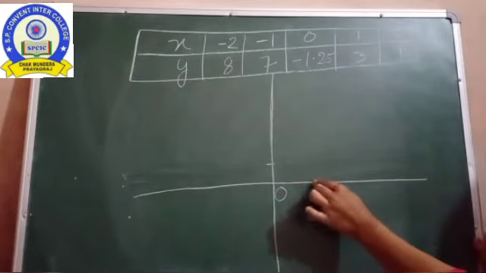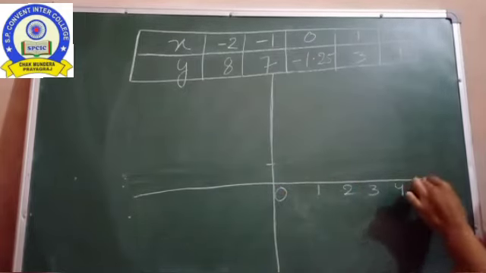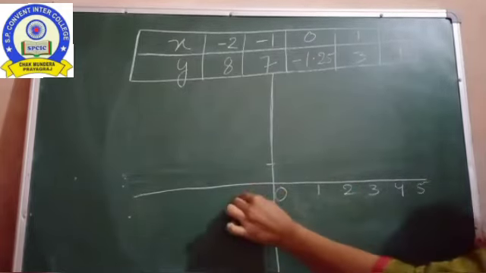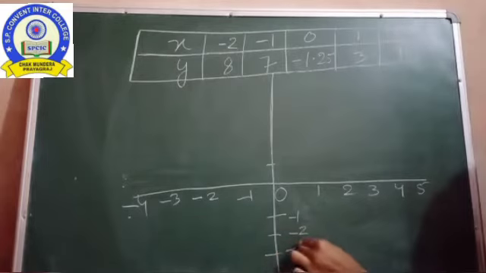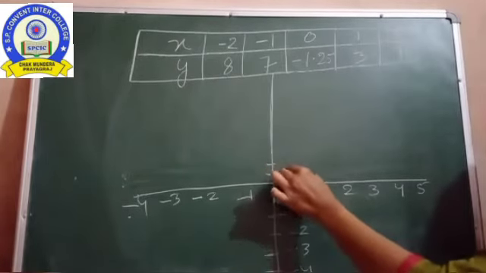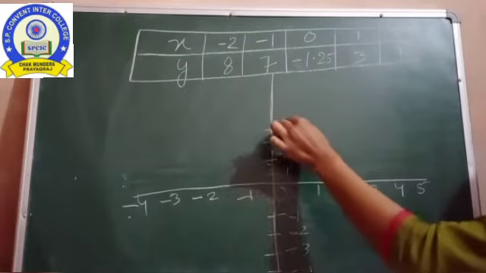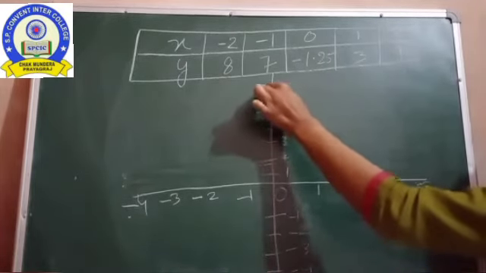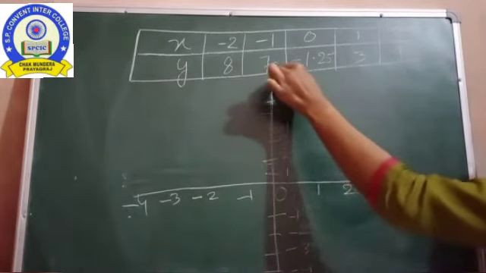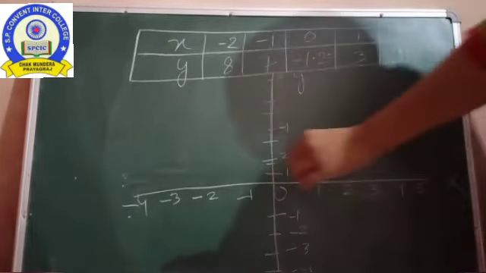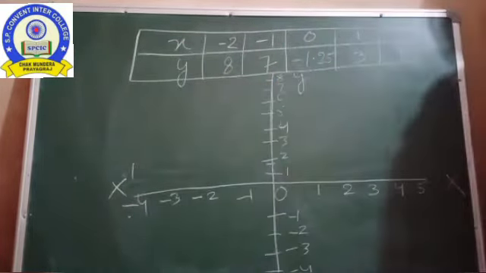0, 1, 2, 3, 4, 5 and -1, -2, -3, -4 on the x-axis, and on the y-axis -1, -2, -3, -4 and +1 up to 8. This is the x-axis and this is the y-axis. X, y dash and here is x dash.